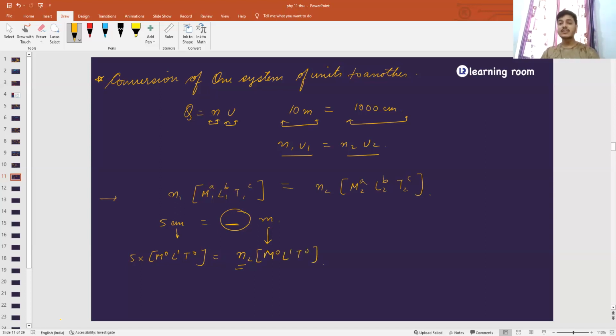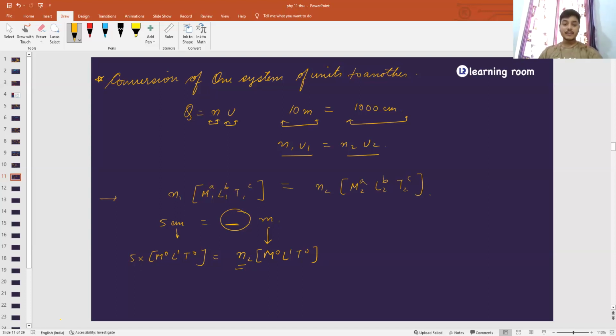The dimensions will not change. If the dimensions are changed, these both will become different quantities and we cannot relate them. Whatever be the dimensions of the first one, same should be the dimensions of the second one. Agree? Yes or no? Put a thumbs up if you agree. See, this is very important and easy also at the same time. That's why you should listen to it carefully.